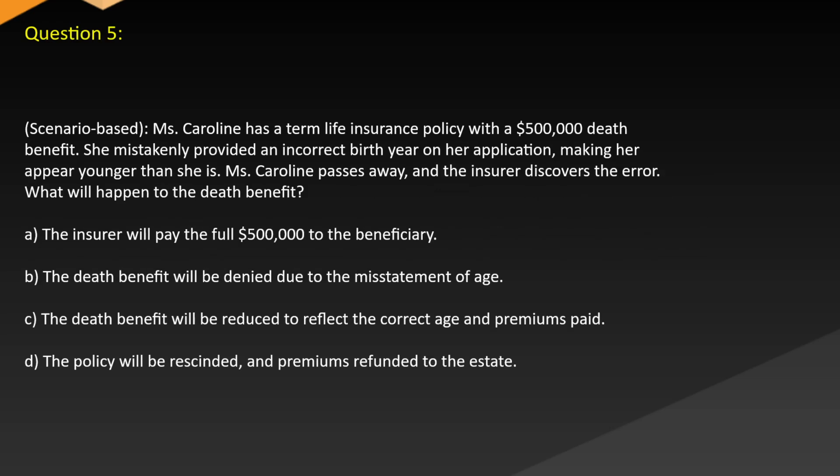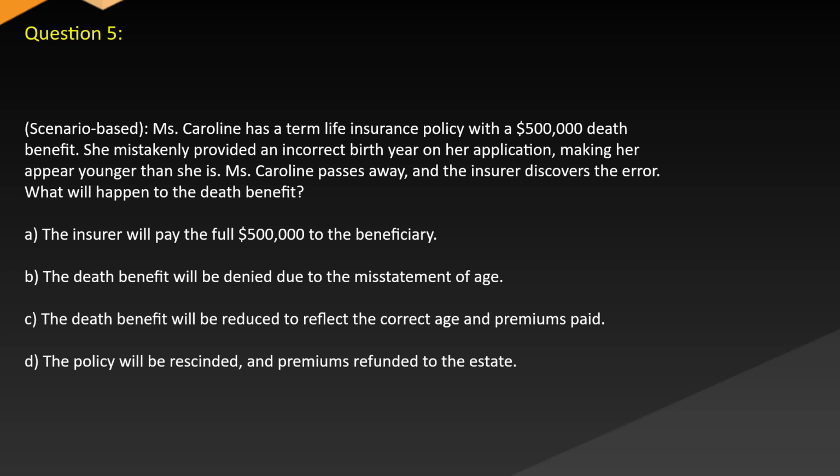Ms. Caroline has a term life insurance policy with a $500,000 death benefit. She mistakenly provided an incorrect birth year on her application, making her appear younger than she is. Ms. Caroline passes away and the insurer discovers the error. What will happen to the death benefit?